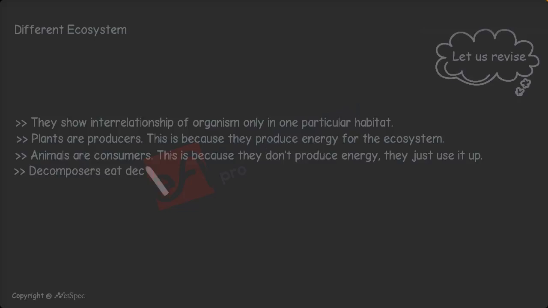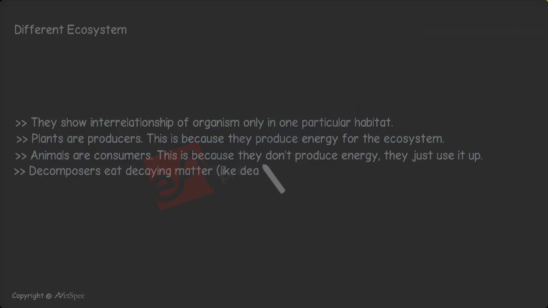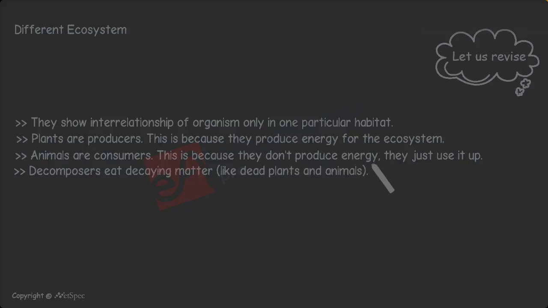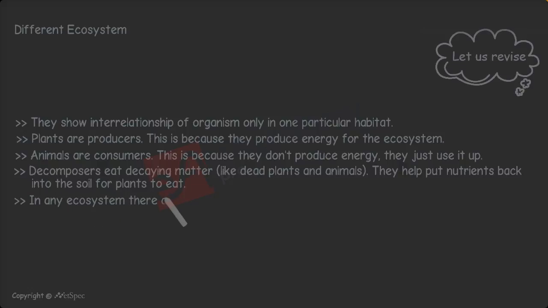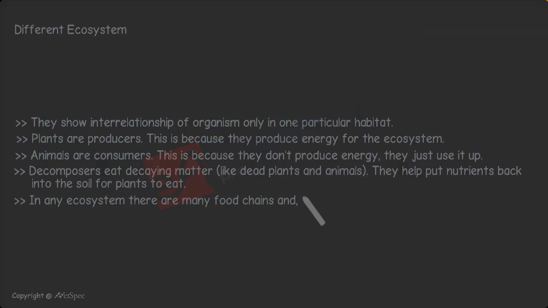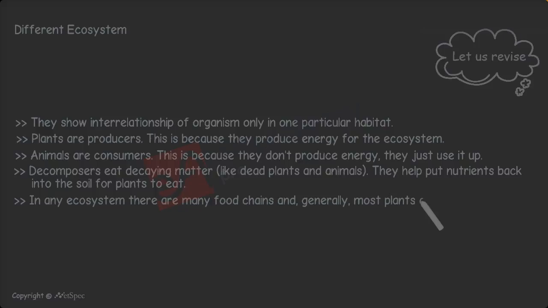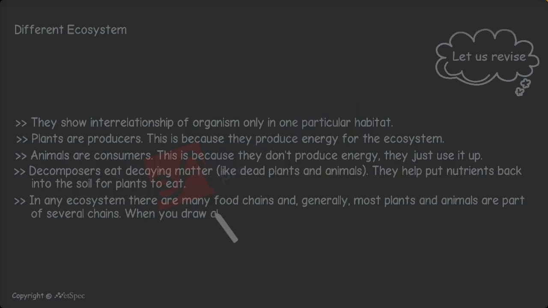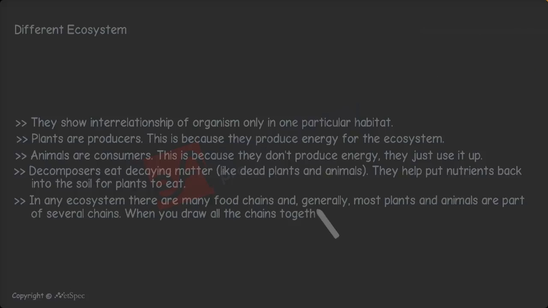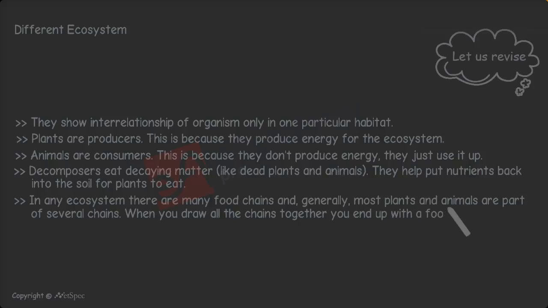Number 4. Decomposers eat decaying matter, like dead plants and animals. They help put nutrients back into the soil for plants to eat. Number 5. In any ecosystem, there are many food chains and, generally, most plants and animals are part of several chains. When you draw all the chains together, you end up with a food web.